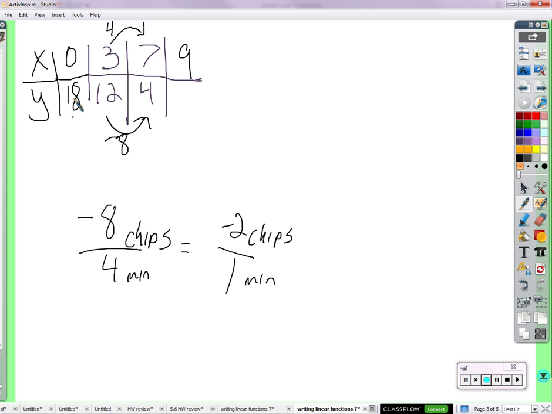What does that mean? 0 minutes and 18 chips? Tell me what that means about my situation, sitting down to watch TV eating chips. The bag's full. You didn't eat.